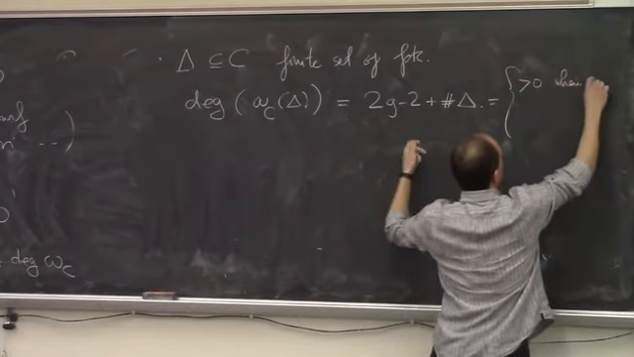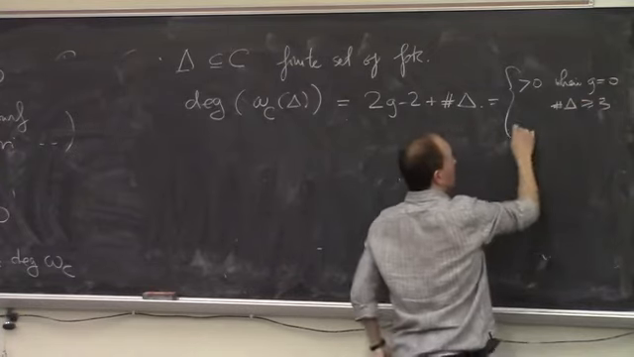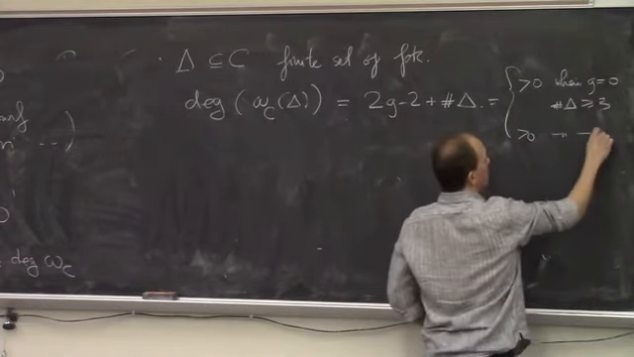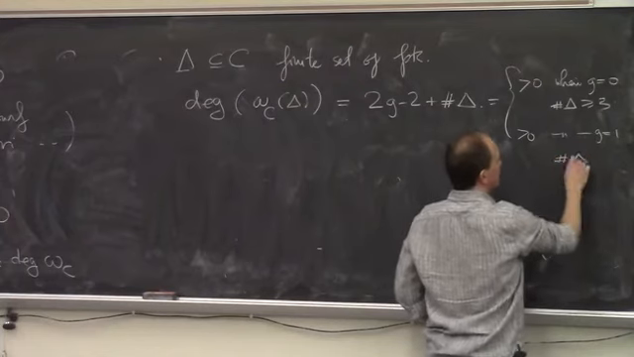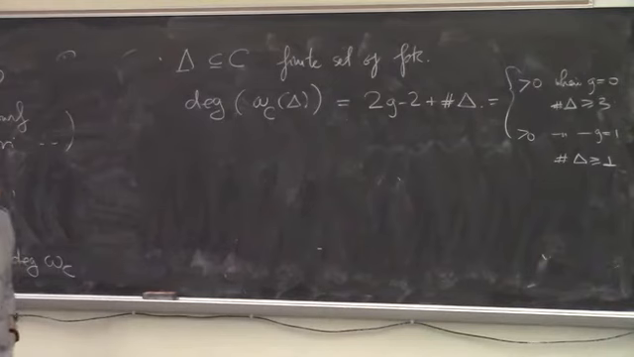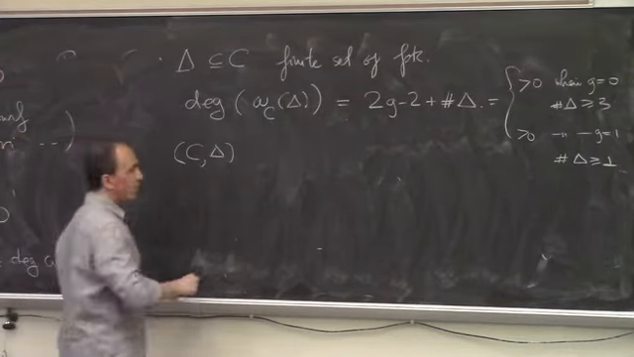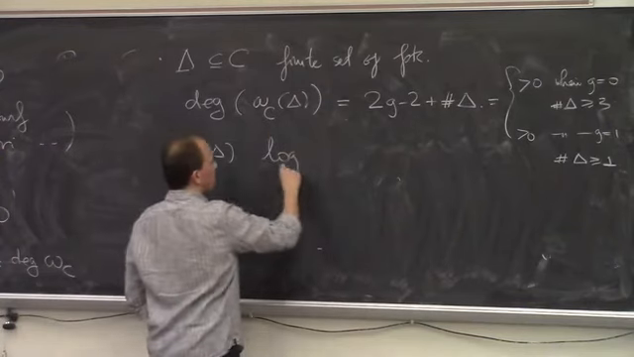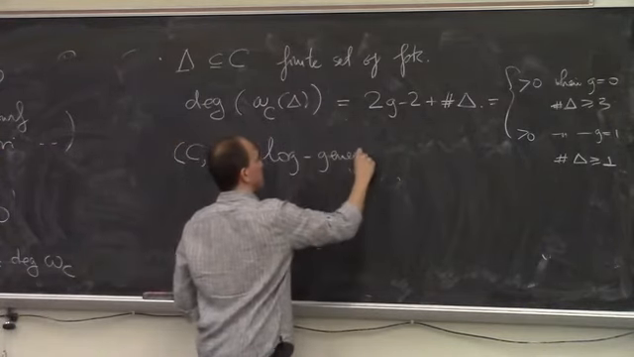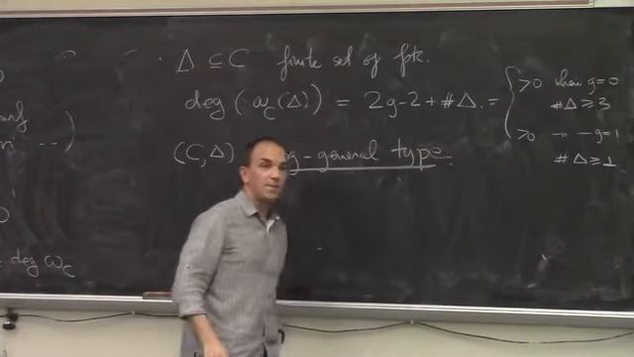Now you see that this is strictly positive when the genus is equal to 0 and the number of points in delta is at least 3, and it's strictly positive when the genus is equal to 1 and the number of points in delta is at least 1. That's exactly what appeared in the conclusion of Shafarevich's, or the Arakelov, theorem. We want to give a name to such things. If I have a pair with these properties, I just call this of log general type.